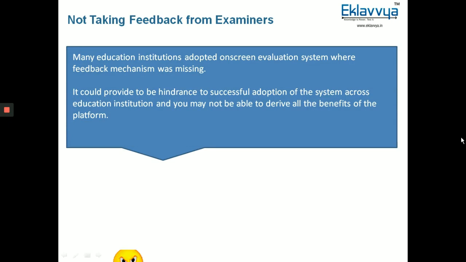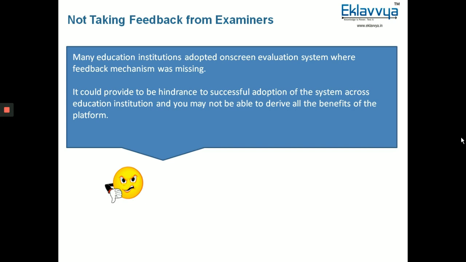Last thing to avoid is not taking feedback from examiners, moderators and controller of examination. Successful adoption or execution of any system depends on feedback mechanism. If you consider any online service providers, then it can be observed that it continuously tries to get feedback of the user. Such feedback mechanism is helpful to improve usability, functionality of the system.